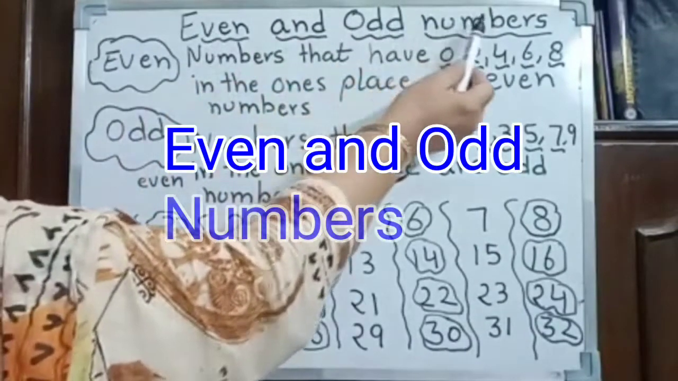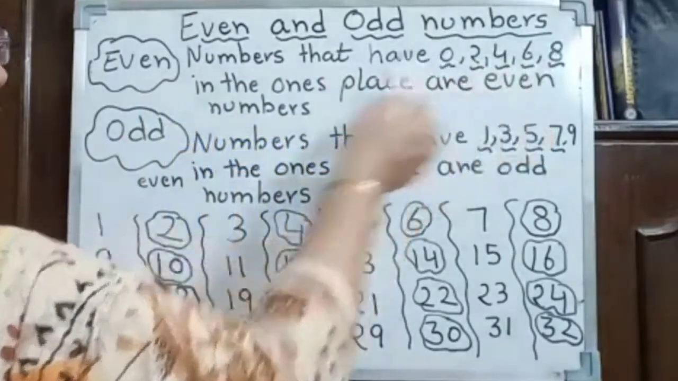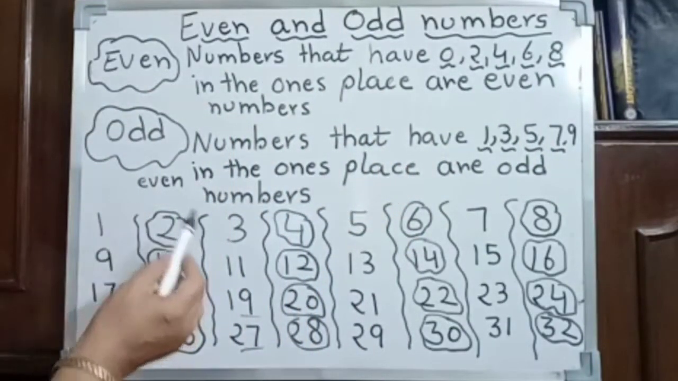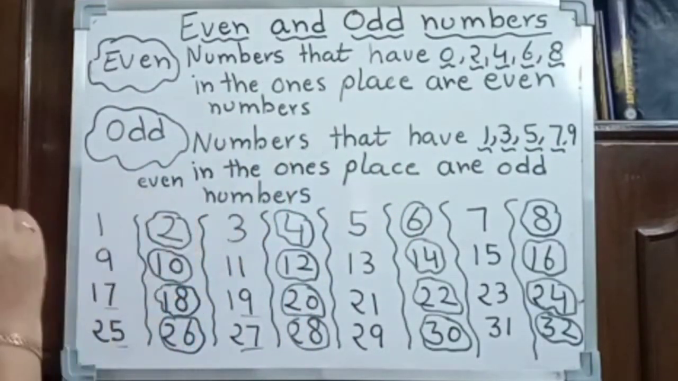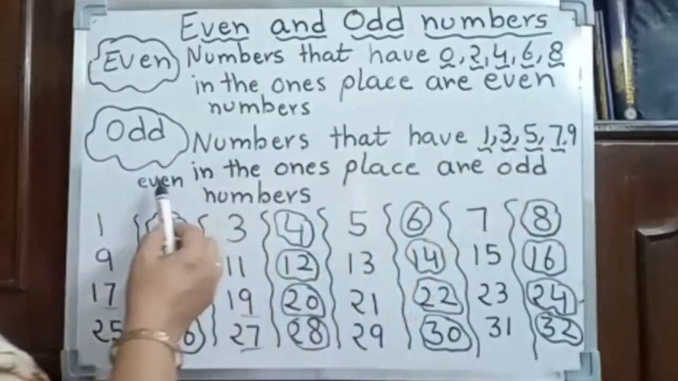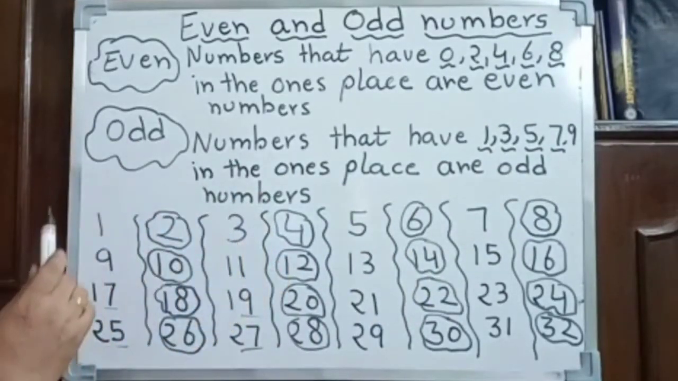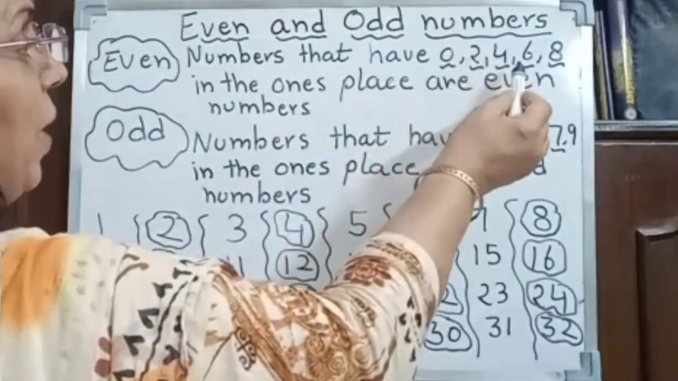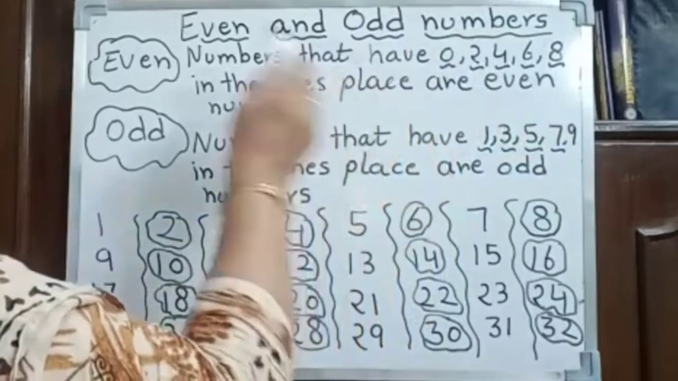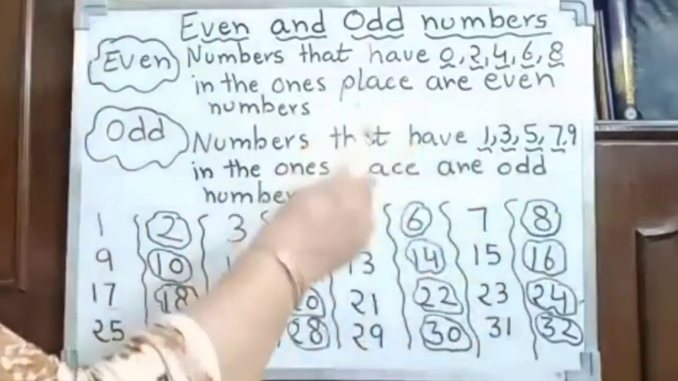Even and odd numbers. Even numbers are those that have 0, 2, 4, 6, 8 in the ones place, they are called even numbers. Ones place means the first number from the left side. Then numbers that have 1, 3, 5, 7, 9 in the ones place are called odd numbers. Again you have to learn it by heart. 0, 2, 4, 6, 8 in the ones place are even numbers. 1, 3, 5, 7, 9 in the ones place are odd numbers.